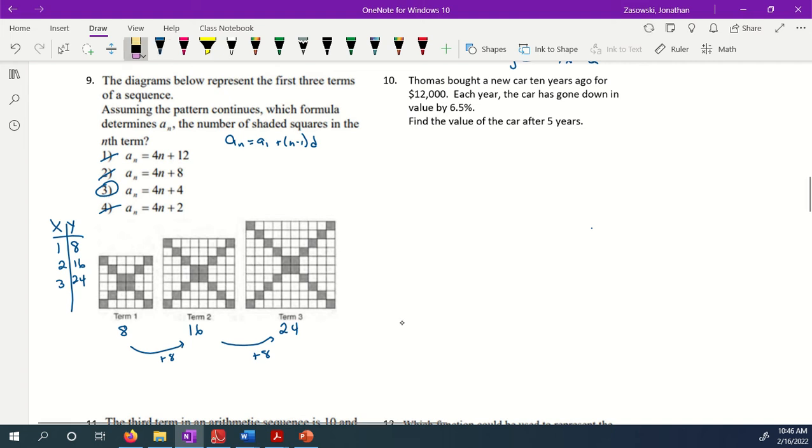Time out. Time out. 2, 4, 6, 8, and 4. This is wrong. This is 12. 3, 6, 9, 12. 16 works. 1, 2, 3, 4. 16. That works. 4, 8, 12, 16. Oh, 20.